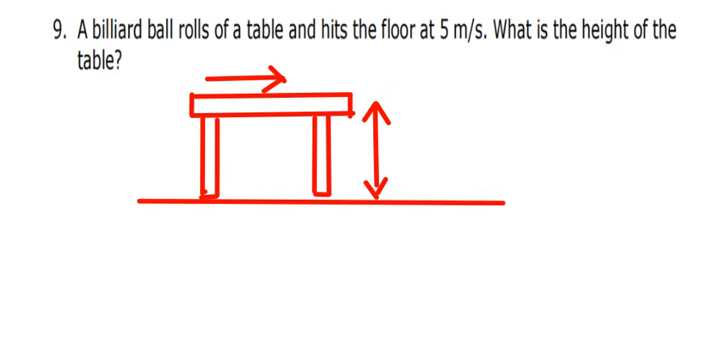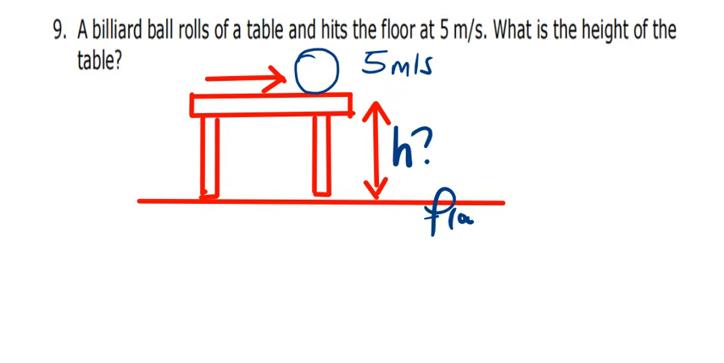So basically, what are we going to have if we now consider things? This is the top of the table and this is the ball, and it's rolling, it's going in this direction, okay? And they've told us it's moving at 5 meters per second. So they're asking us what is the height this ball will fall at. So we're trying to find the height, and this is the floor. So basically this is a scenario that we have, okay?